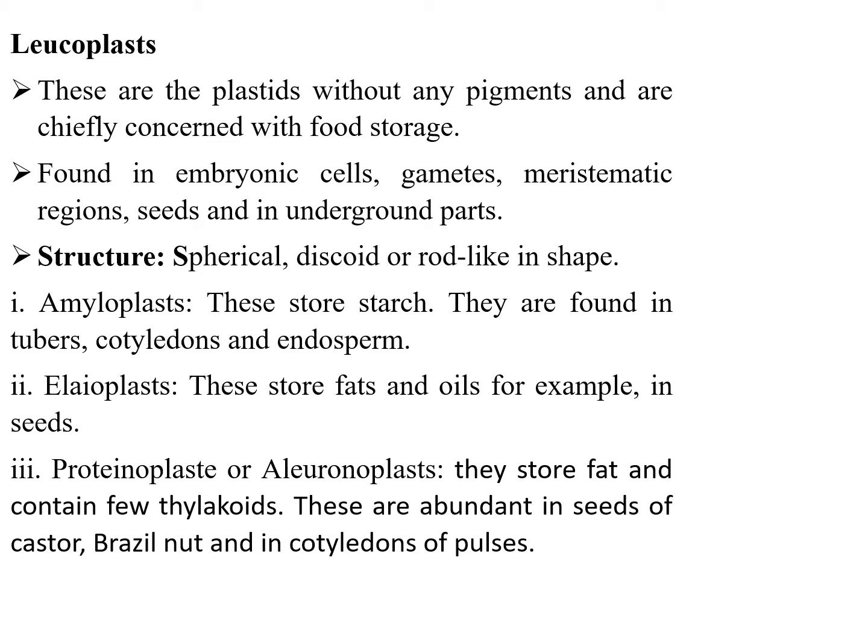They are of the following three types: amyloplasts. These store starch. They are found in tubers, cotyledon, and endosperms, most prominently in the roots. Elaioplasts are found in certain monocotyledons, and their function is to store oils. Amyloplasts and elaioplasts are examples of leucoplasts that store starch and lipids.